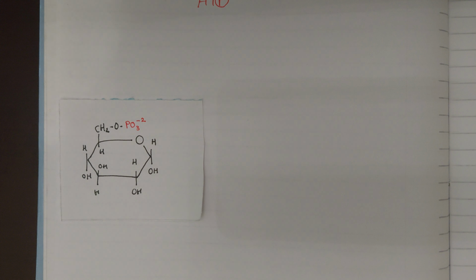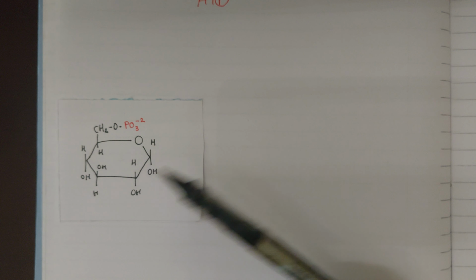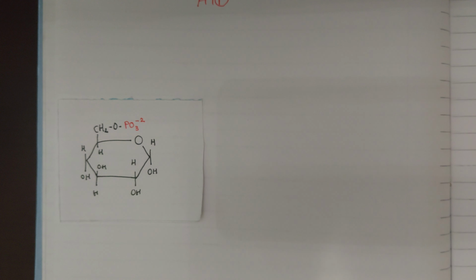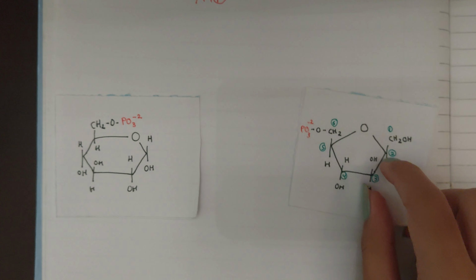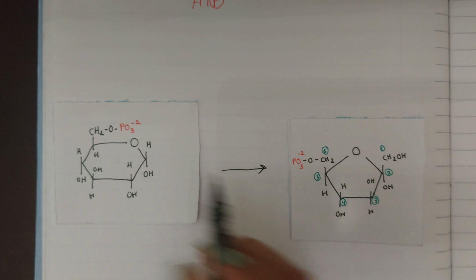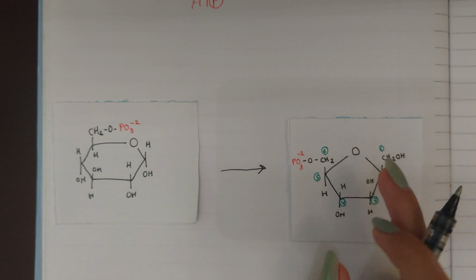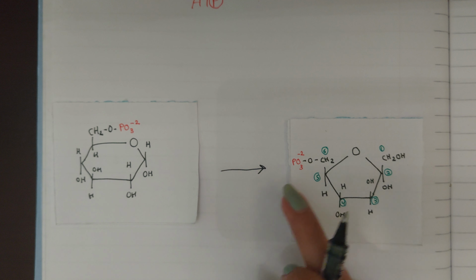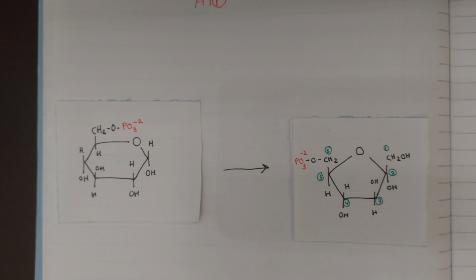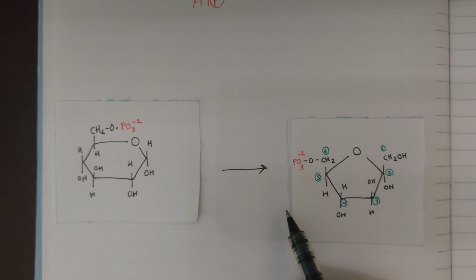The second step is isomerization, in which glucose 6-phosphate is isomerized and converted into fructose 6-phosphate. There isn't much change except for the structure. The amount of carbons is the same. There are still 6 carbons and 1 phosphate. The enzyme involved in this step is called phosphoglucose isomerase.